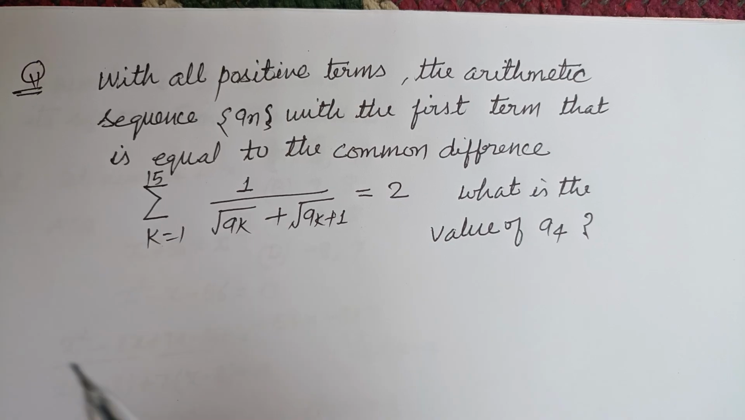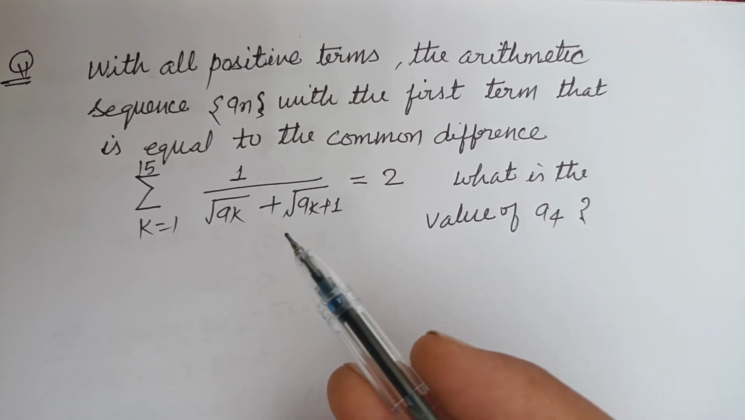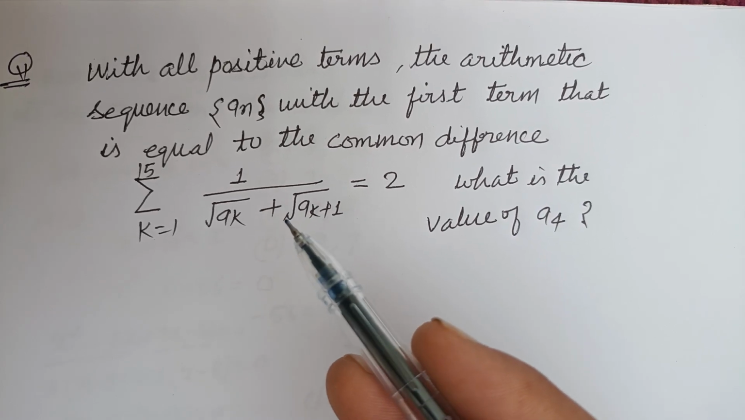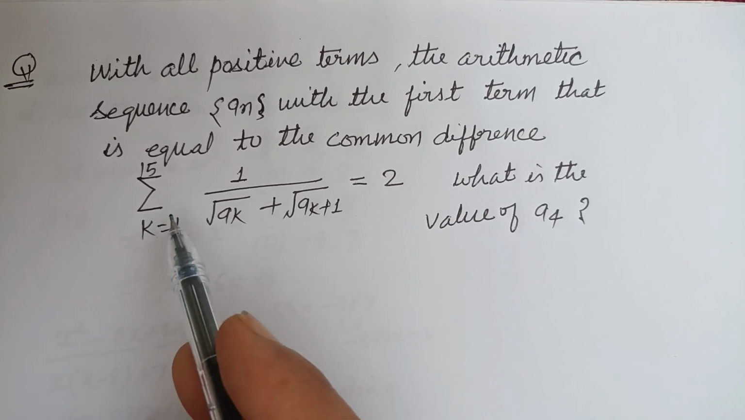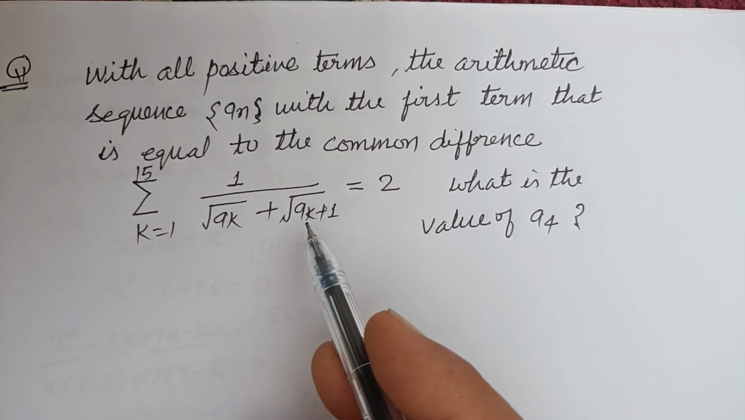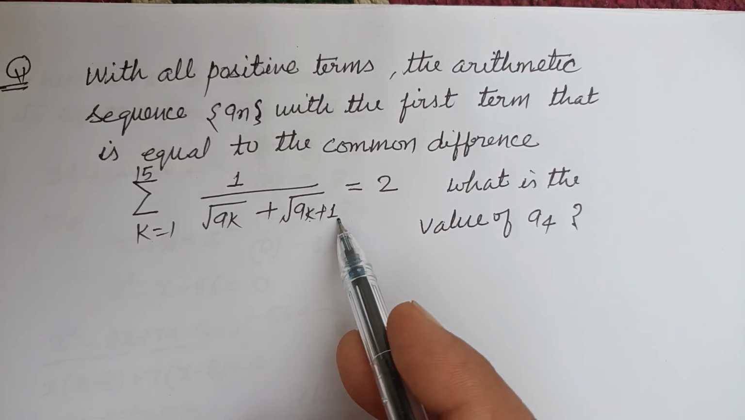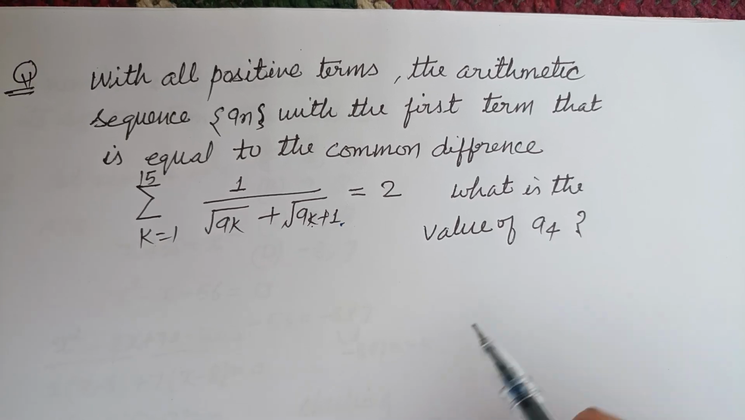The question is: with positive terms, the arithmetic sequence a_n has its first term equal to the common difference. Then the sum from k=1 to 15 of 1 upon (root a_k plus root a_(k+1)) equals 2. Then what is the value of a4?